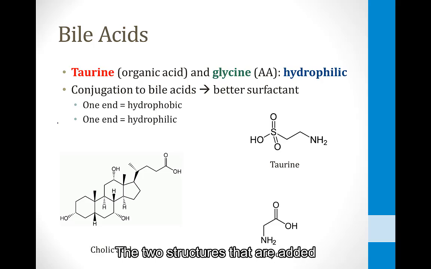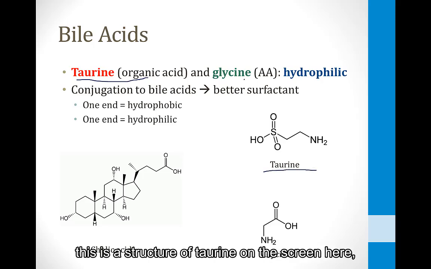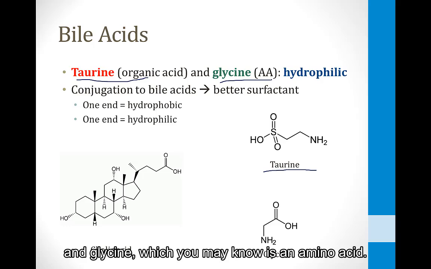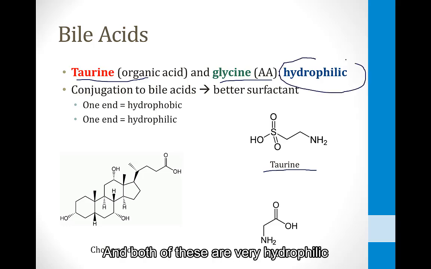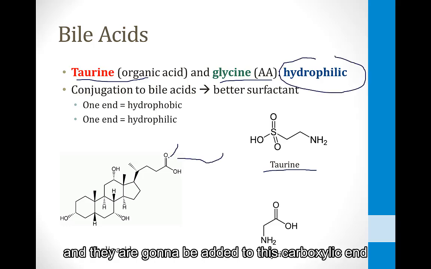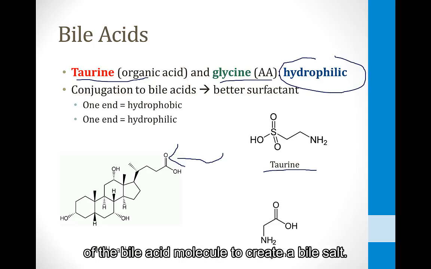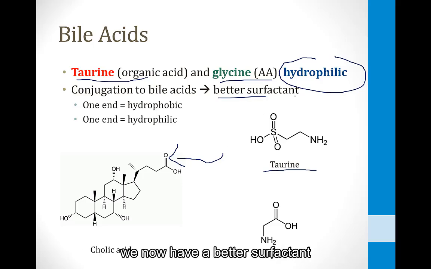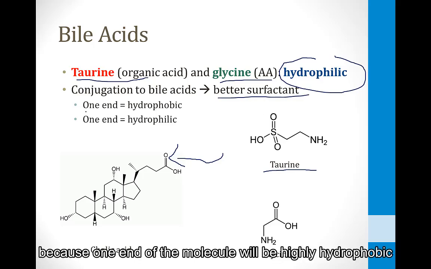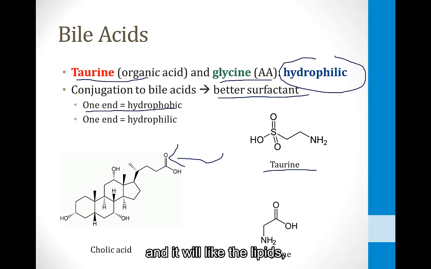The two structures that are added are taurine, which is an organic acid. This is the structure of taurine on the screen here, and glycine, which you may know is an amino acid, and both of these are very hydrophilic. And they are going to be added to this carboxylic end of the bile acid molecule to create a bile salt. And once we create a bile salt, we now have a better surfactant because one end of the molecule will be highly hydrophobic and it will like the lipids. One end will be highly hydrophilic and it will like the water.